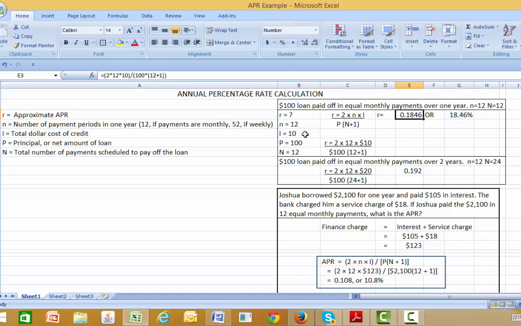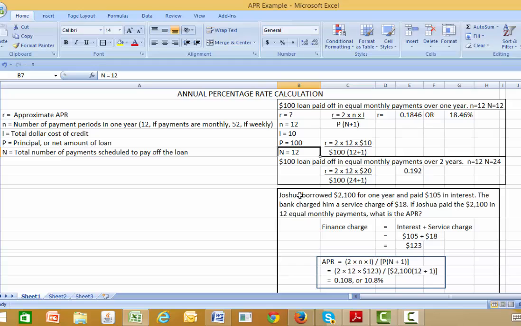How did we get 10? I didn't say here that the interest was 10%. So it's 10% times $100. This gives you 10. So this is the I, 10. P is the principal, $100, and this loan will be paid off over 12 months. Okay? So this is the response to this question.